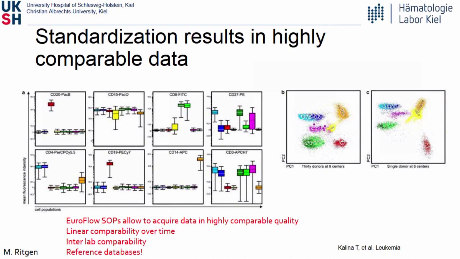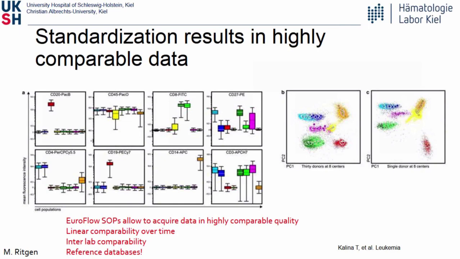So on the right side, you see here a multicolor assay in a multi-dimensional plot. And you see that 30 donors measured at 8 centers cluster quite nicely. So each color is one cell group, for example in red, B cells. And even if this is in 8 different centers, they are clustering very close together. On the left side, you see it in a single donor compared across the 8 centers.